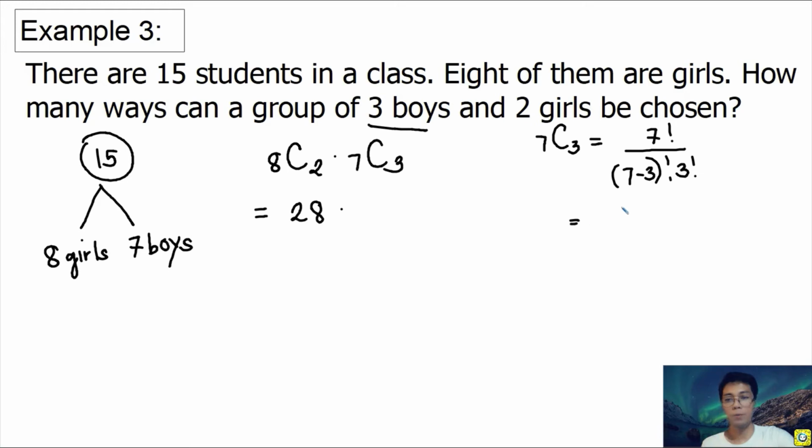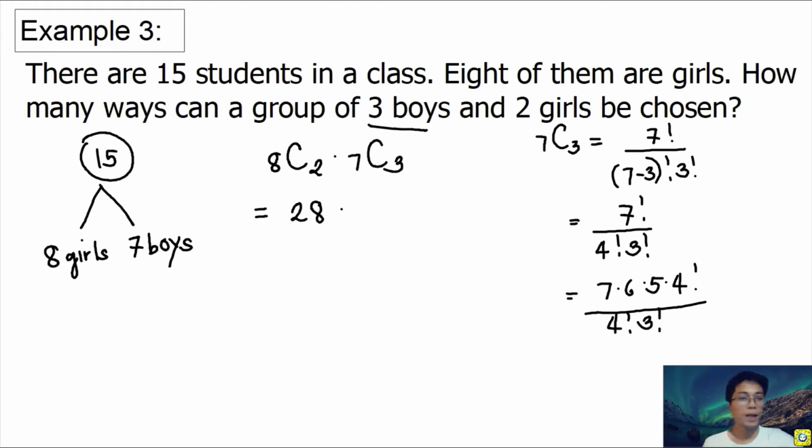So, that's equal to 7 factorial over 4 factorial, 3 factorial. So, that's 7 times 6 times 5 times 4 factorial over 4 factorial, 3 factorial. So, pwede na natin i-cancel si 4 factorial at saka si 4 factorial. Pero may matitira ka pang 3 factorial. So, ibig sabihin, that's equal to 7 times 6 times 5 over, so si 3 factorial, that's 3 times 2 times 1. So, cancel pa ulit tayo.